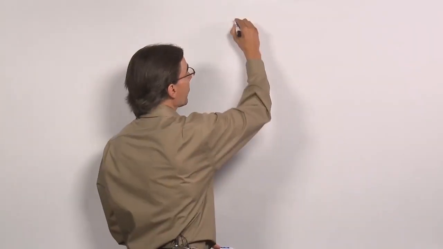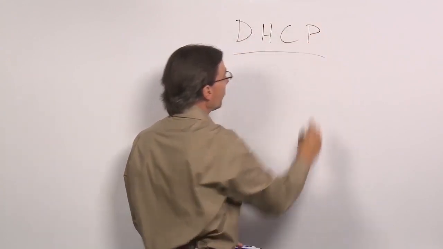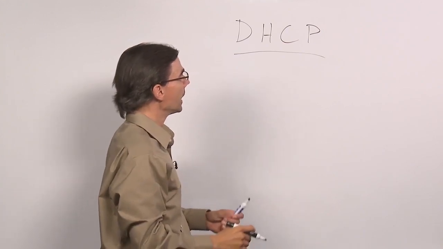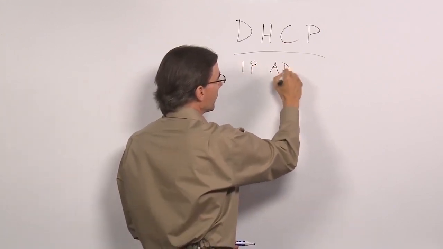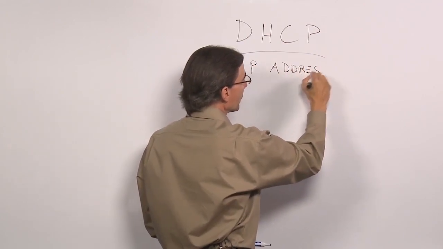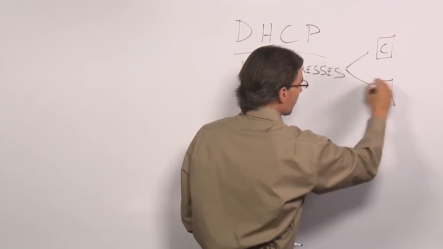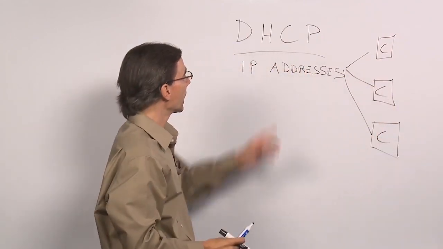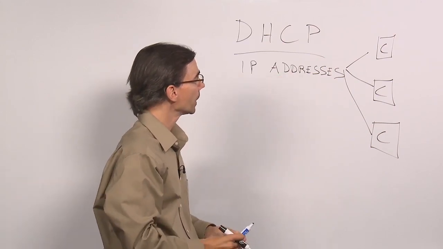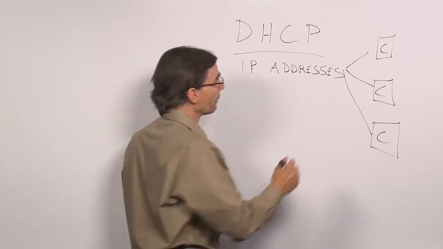Let's talk about DHCP. DHCP stands for the Dynamic Host Configuration Protocol. And what this does is it gives out IP addresses to computers on the network. Any computer could get an IP address from a DHCP server if it's set to do so, and we'll show how to do that in a little bit.